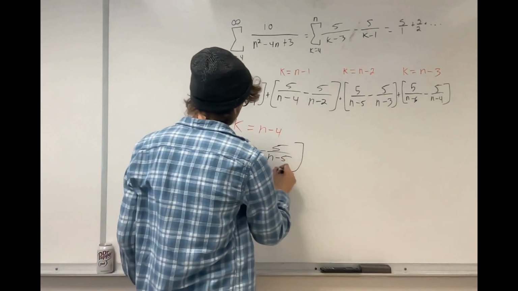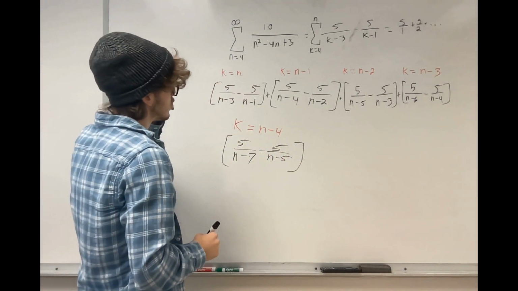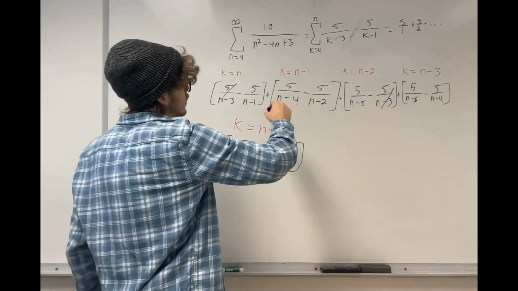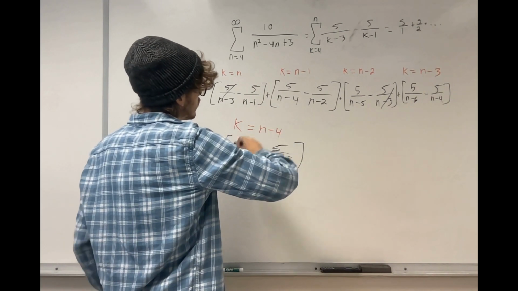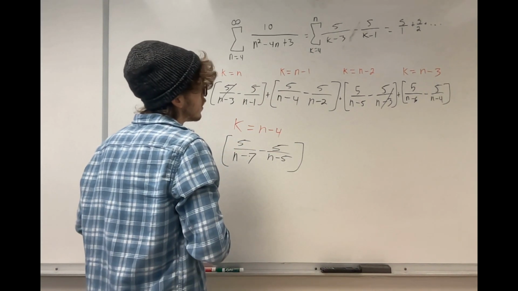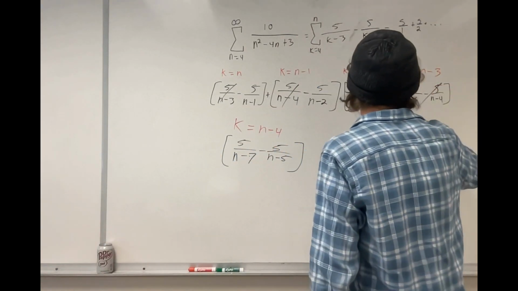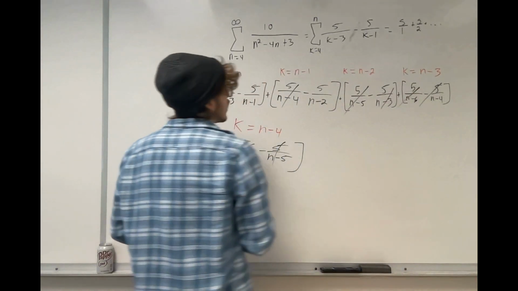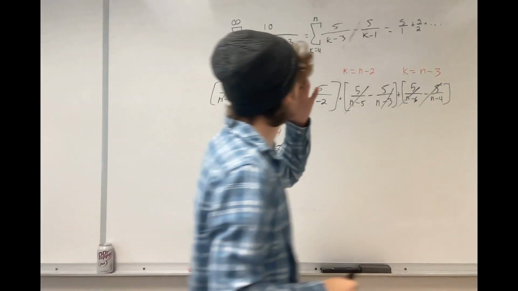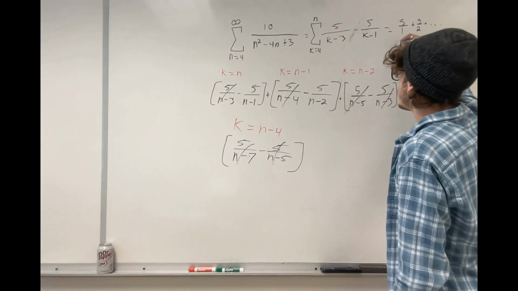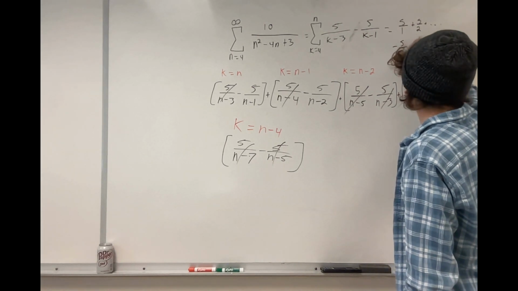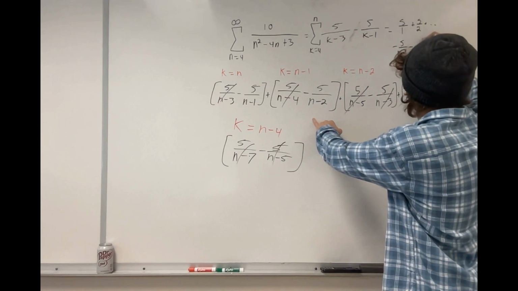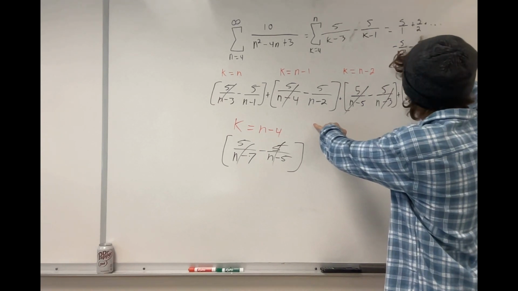Okay, so let's see what cancels. My 1 doesn't cancel. My 3 cancels. The 2 doesn't cancel. 1 doesn't cancel. My 4 sure does. My 5 will. My 7 and my 6 will definitely. So again, we expected 2 terms. We got 2 terms. So this is going to be minus 5 over n minus 1. And then we're going to subtract it by 5 over n minus 2.